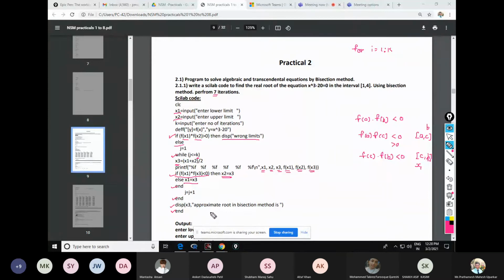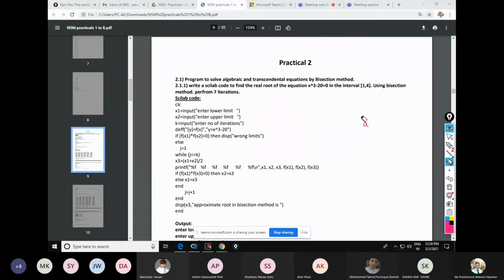Are you getting this code? Whatever process I have explained, I have to get a to b. I have taken c. Then either a को c बनाना है if I want to take this as an interval, और b को c बनाना है if I want to take the interval a to c. Okay, so accordingly I have defined my code.